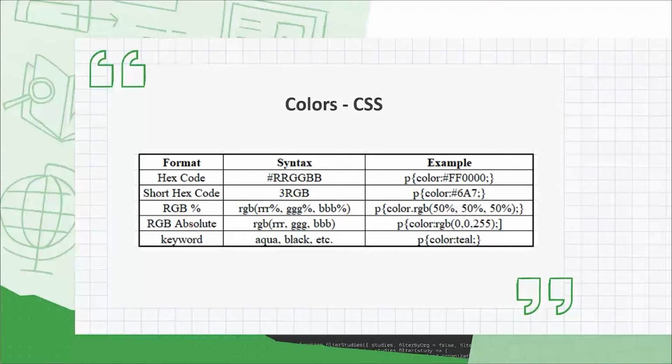And coming to colors in CSS, I believe colors is an important topic in CSS because CSS is all about designing and bringing colors to our website, right? There are many ways in which we can include colors in our elements: hex code, short hex code, RGB percentage, RGB absolute, and keyword. I guess most of you have heard what RGB is at some point of time. That is red, green, and blue. We can get any color by using these three colors. The most common formats we use to color an element are keyword and RGB absolute.